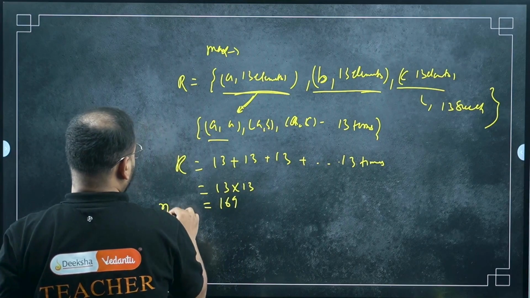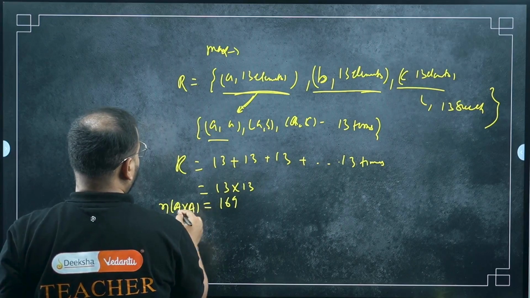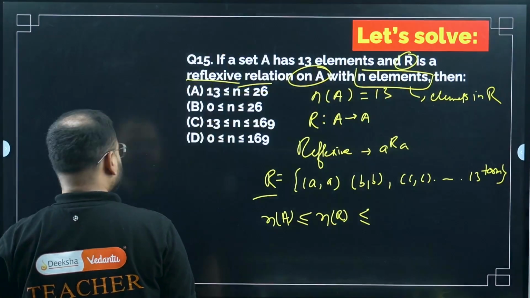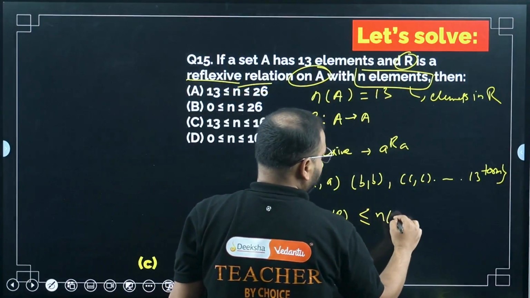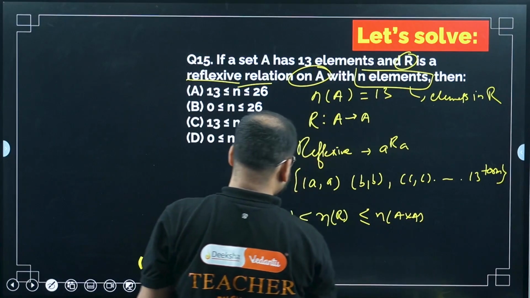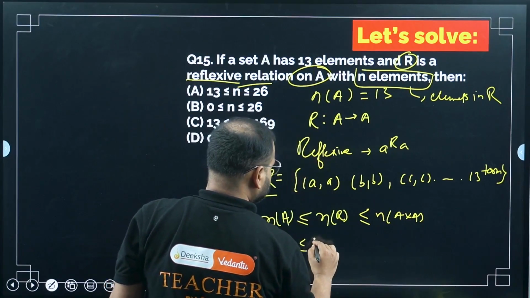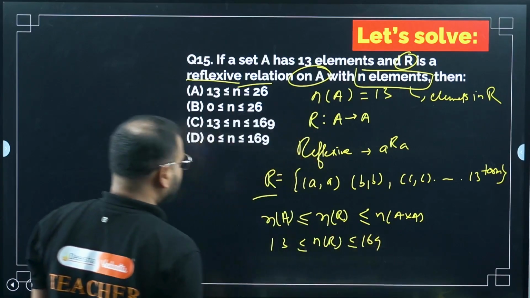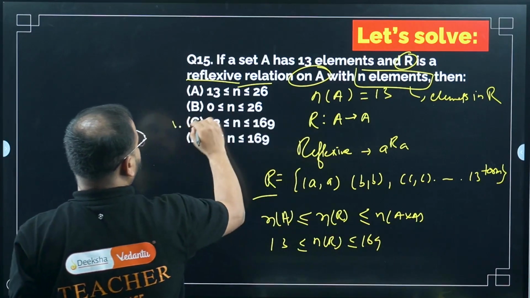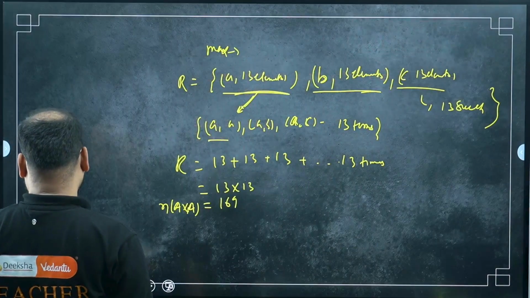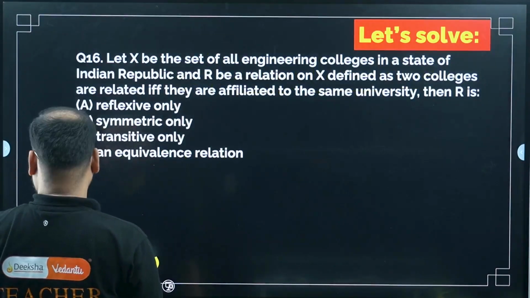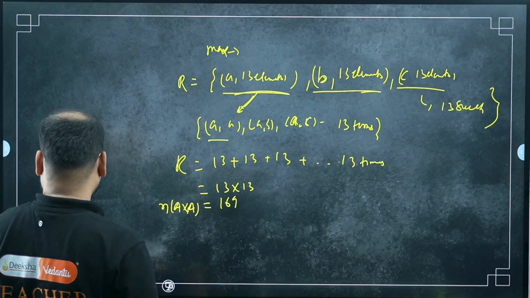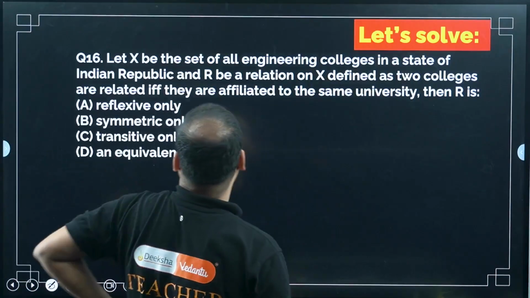So what is this? This is n of A cross A only, because this is all relation. So I can write this as n of A cross A. This was 13, and n of R is less than or equal to what? 169. Is the option correct? Option C is correct. I hope you understood this. Okay, sir. We did the previous one? Yes, sir. Okay, let's move on to question number 16.